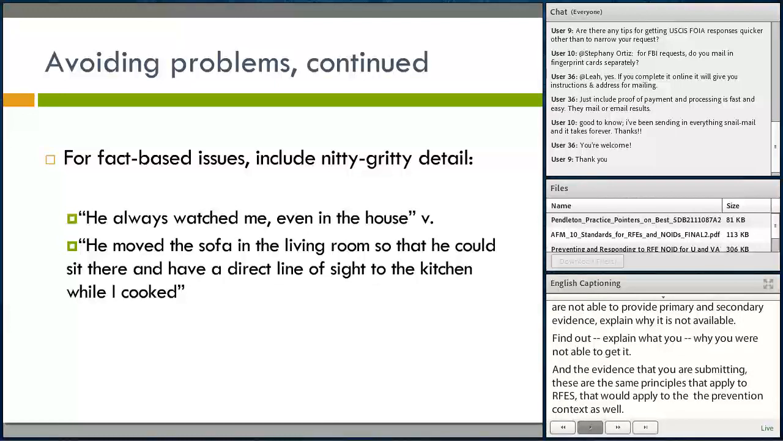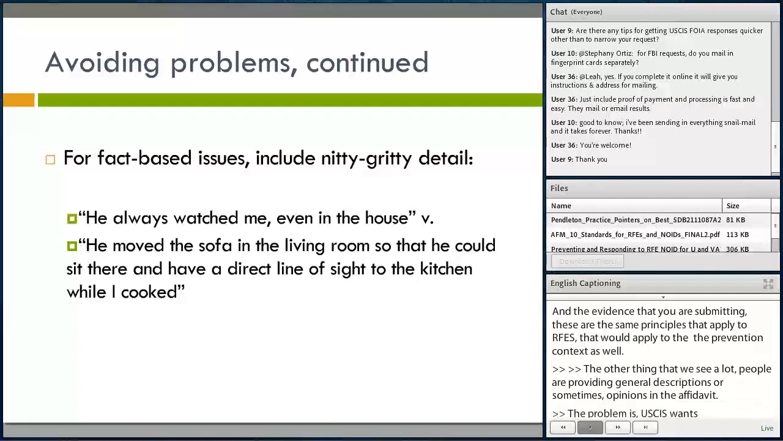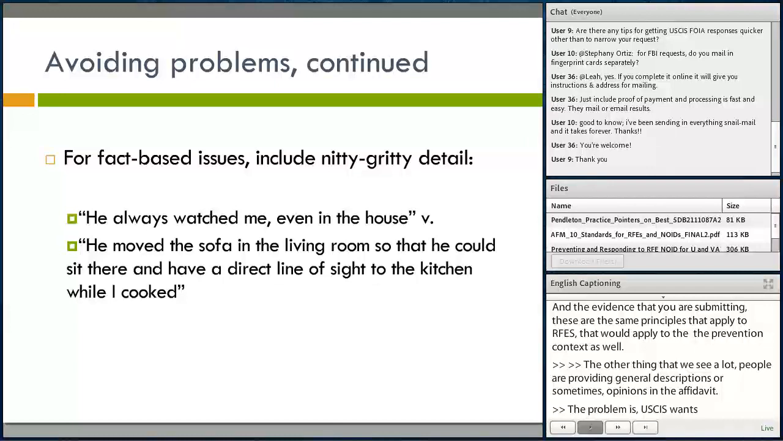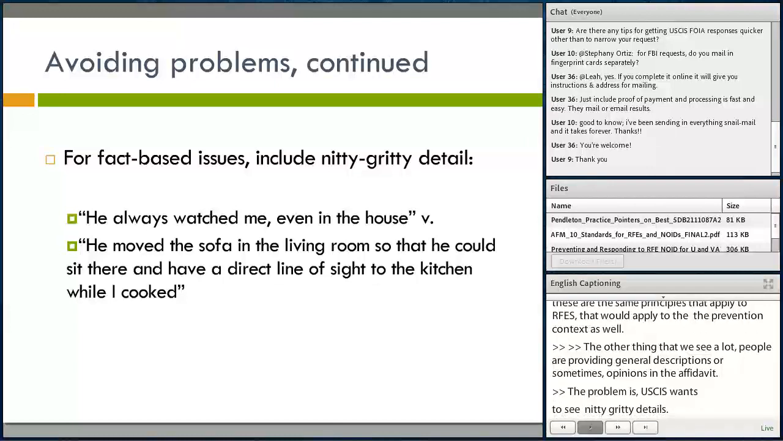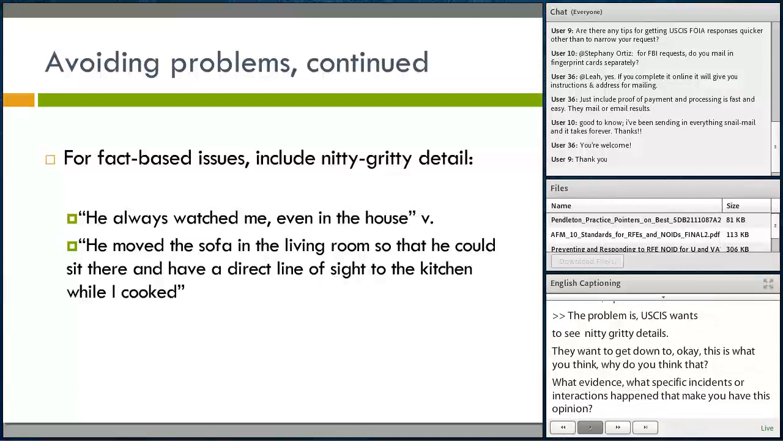Right. And then the other thing that we see a lot is that people are providing general descriptions or sometimes even opinions in their affidavits. And the problem is that USCIS really wants to see nitty-gritty detail. They want to get down to, okay, so this is what you think. Why do you think that? What evidence, what specific incidents or interactions happened that make you have this opinion, right?